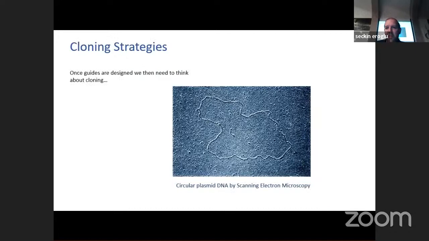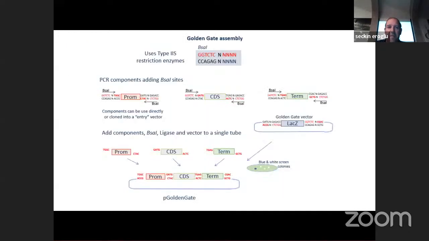So now we've designed our guides. We then need to think about cloning strategies. We're using a Golden Gate system for ours, and I'll just give an overview, and then I'll show you some of the wheat vectors specifically designed that we're using. So, Golden Gate cloning.